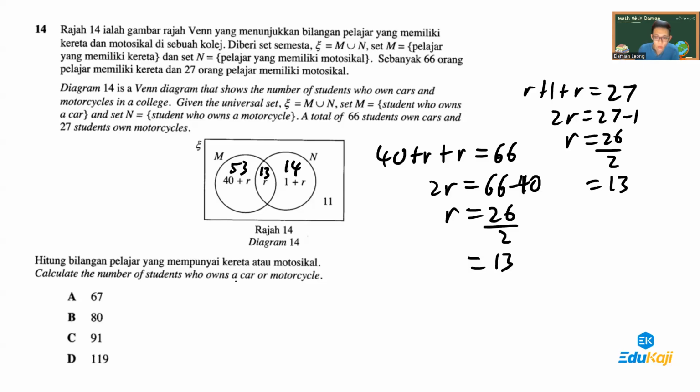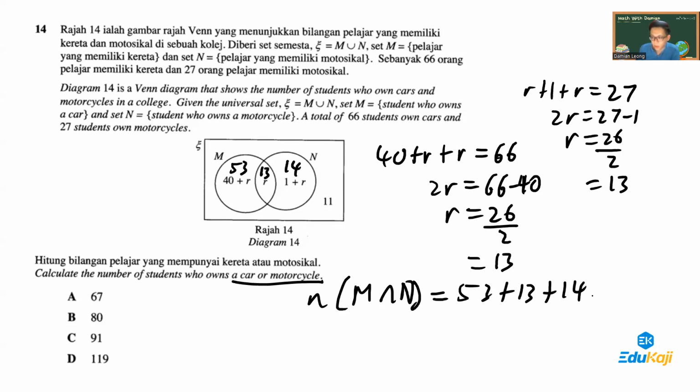Then students who own a car or a motorcycle means M union N, the number of elements inside. So 53 plus 13 plus 14, 80. Answer B.